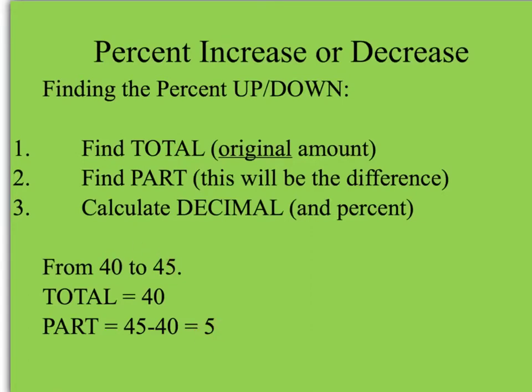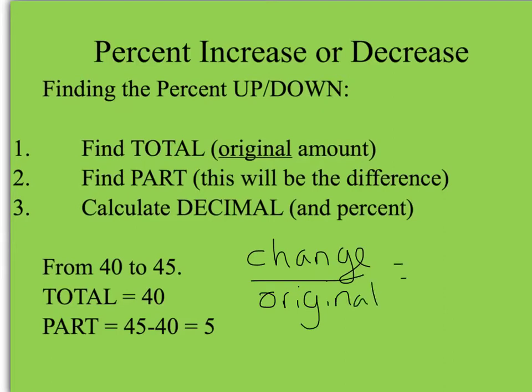Then you can figure out the decimal. You have your part and you have your total, which is where you started. One way to look at this is the change over top of the original, where you started. And then you find the decimal. So the part was 5, the total was 40. So 5 is what percent of 40? If we do 5 divided by 40, we get 12.5%. So you would say that it was a 12.5% increase.